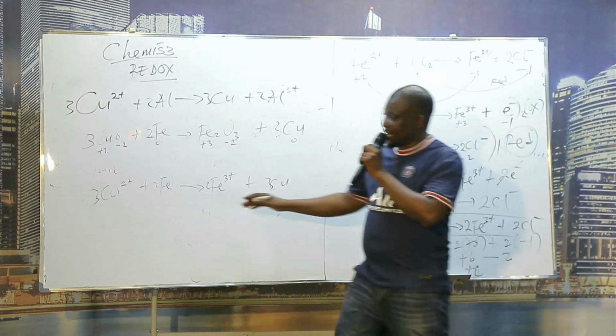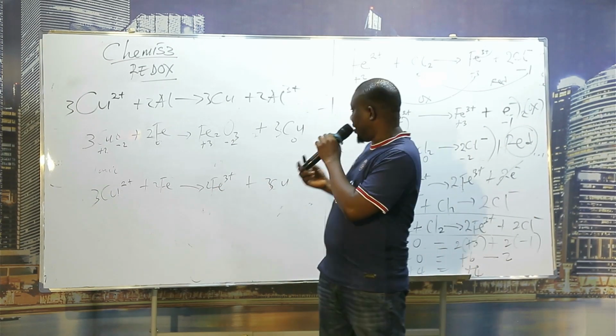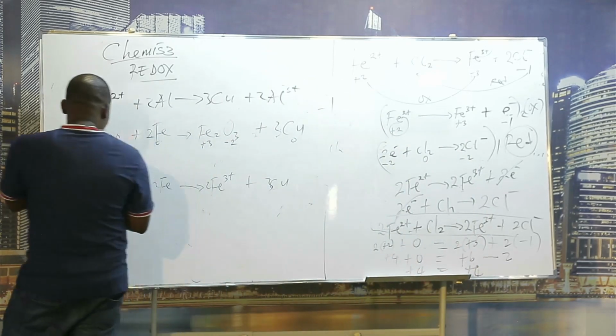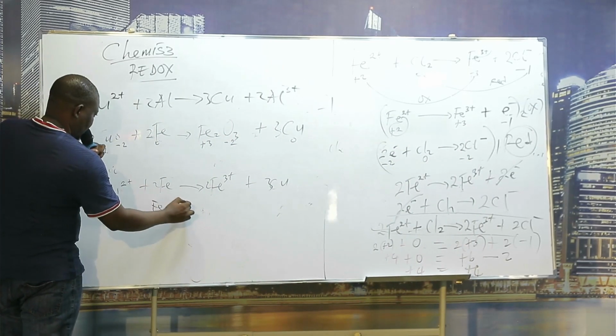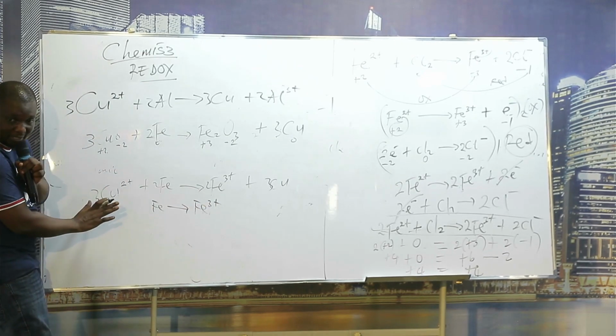Then, listen, another long way you can solve is to break it into two, just like the way I did it here. By breaking it into two, this is Fe. This is what? Fe3+. Okay? I want to balance it this way.